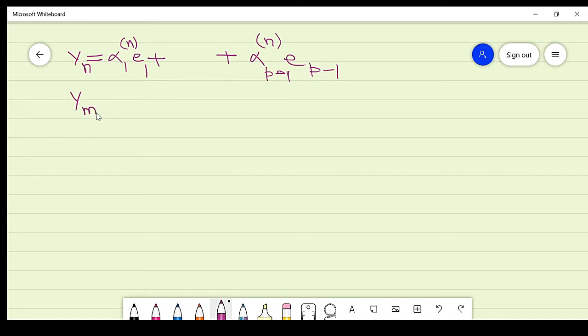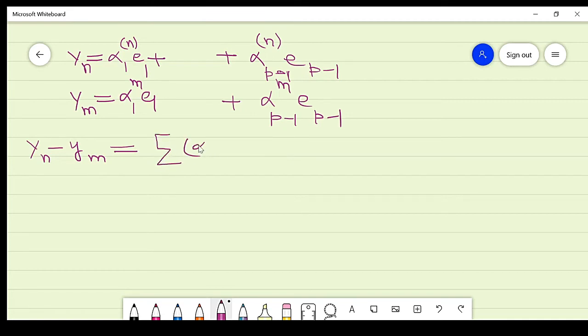Similarly, Ym is alpha 1 m E1 and so on, alpha p minus 1 m E(p minus 1), and Yn minus Ym will be the summation of alpha k n minus alpha k m times Ek, where k is running from 1 to p minus 1, right?